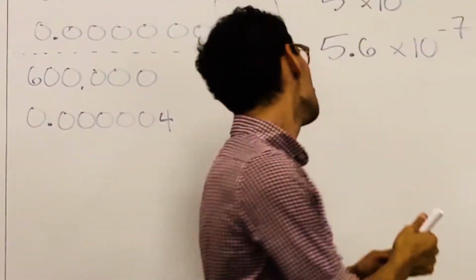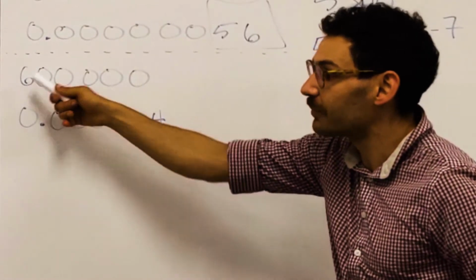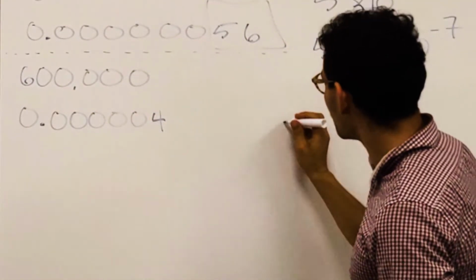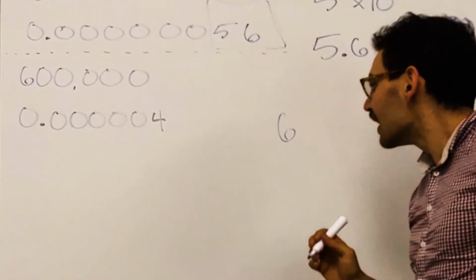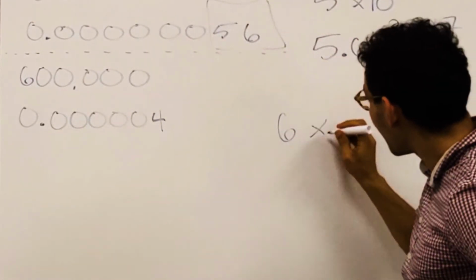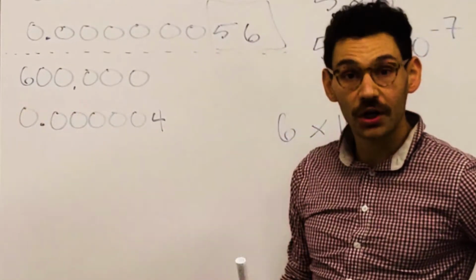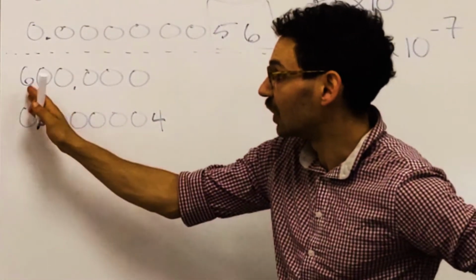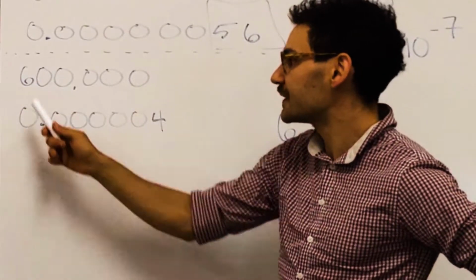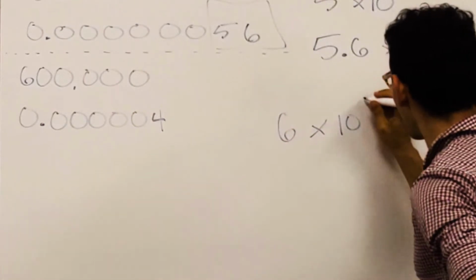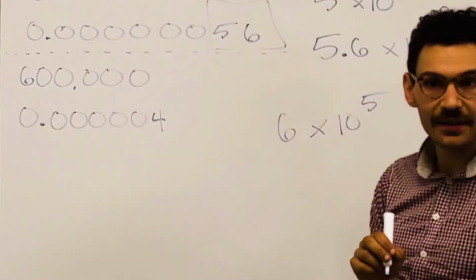I'm going to start off by writing my coefficient. 6 is the only non-zero digit here, so we'll just put in 6. And then I will add my times 10, and I've got to figure out the exponent. We'll count from the largest non-zero digit, the largest value place, to that ones place. So 1, 2, 3, 4, 5. 5 jumps, not too spicy. 6 times 10 to the 5th.